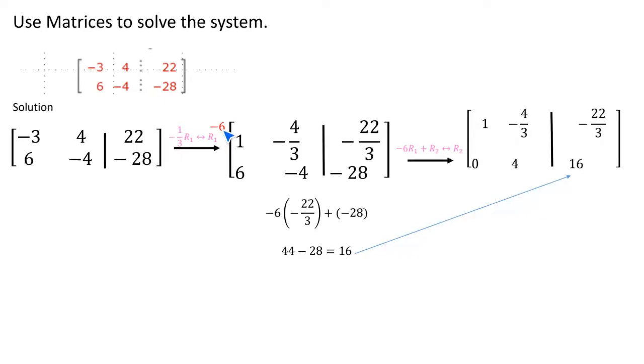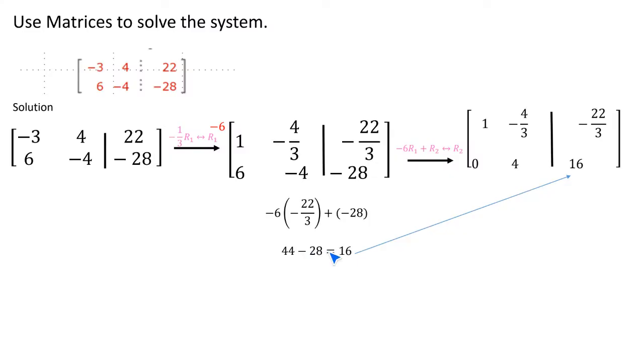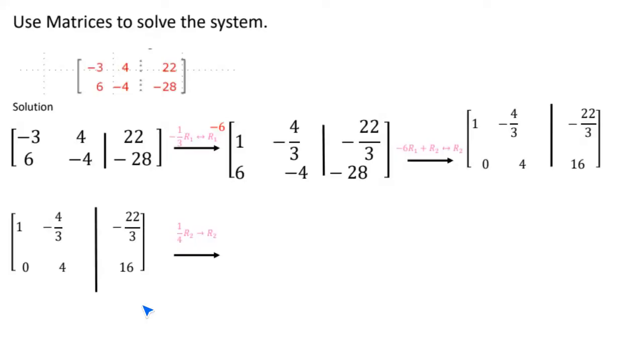And then negative 6 times negative 22/3 plus negative 28. So negative 6 times negative 22/3, that's going to be a positive 44 plus a negative 28 is equal to 16. So now we have the 1, we have the 0. So now we need to make this a 1. So I can make it a 1 if I multiply by 1/4. So 1/4 times row 2, put the answer back in row 2.